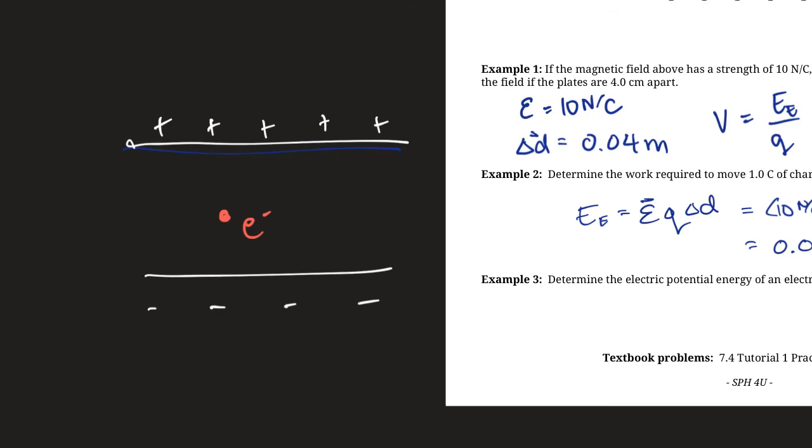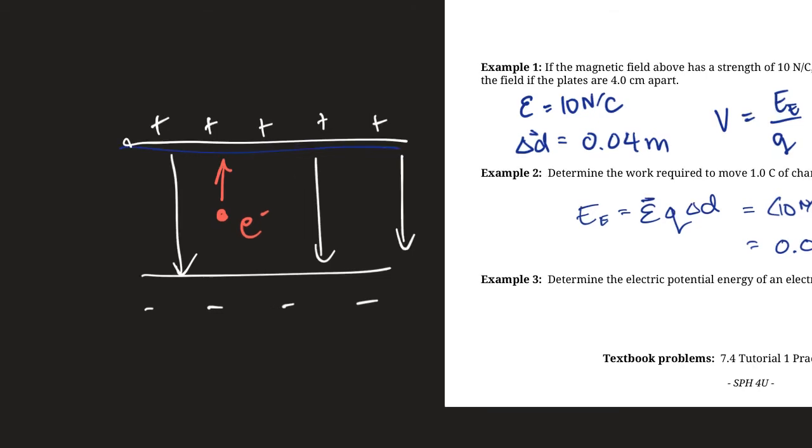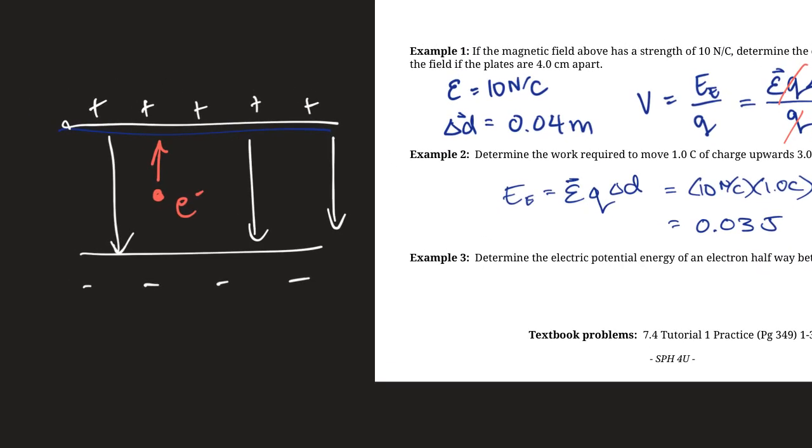It's going to want to go this way, right? Against the field. Remember, the field is going this way. So any negatively charged particles or objects are going to want to move against the electric field. So in this case, the electron is going to want to go up. So how can we determine the electric potential of that electron?